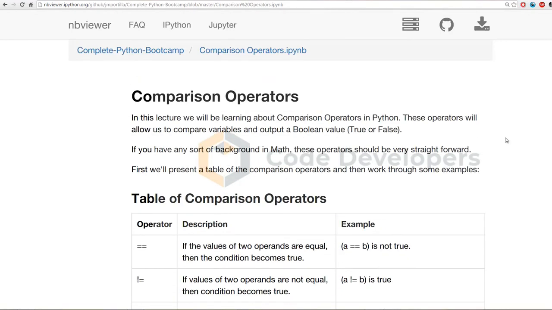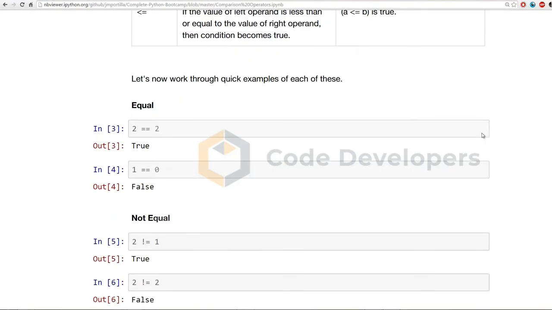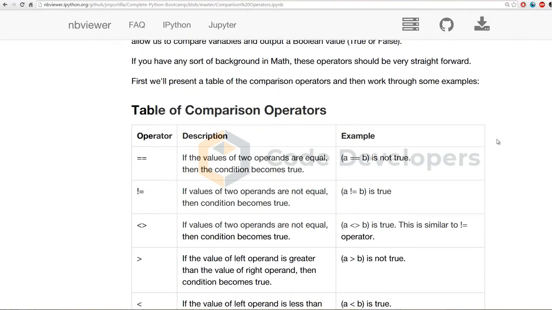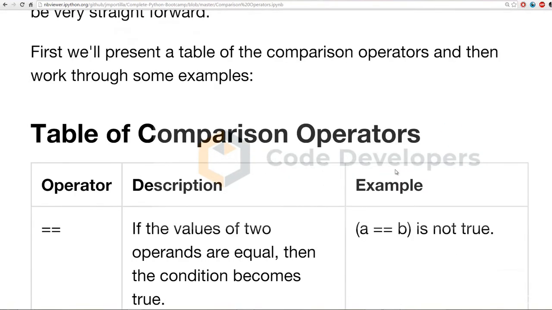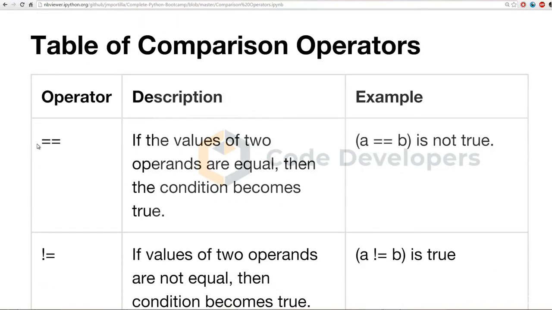If I look at the Jupyter notebook that corresponds with this lecture, I have a table of comparison operators and a couple of examples for most of them. Let's zoom in on this table and tackle them one by one. The very first operator is two equal signs in a row, and what that means is if the values of the two operands, whatever the two objects you are comparing, are equal, then the condition is true.